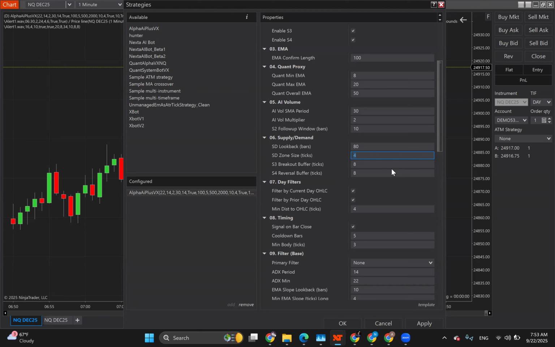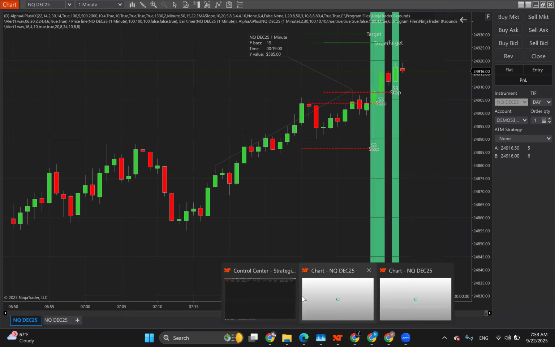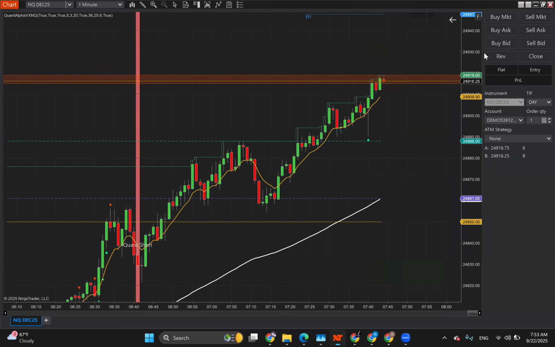And then S3 breakout buffer. If you guys remember when we used to take the S3 signal here, I'll show you in a second.